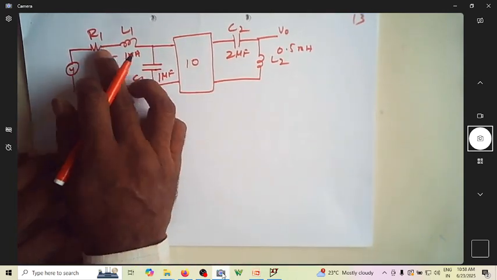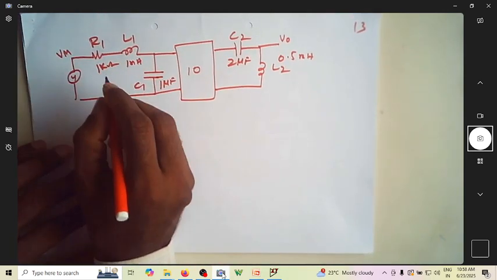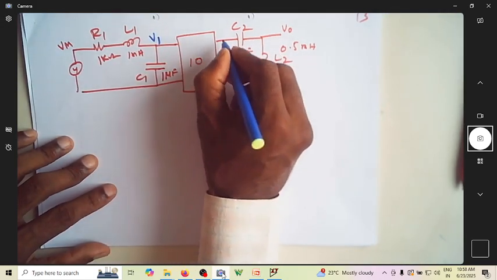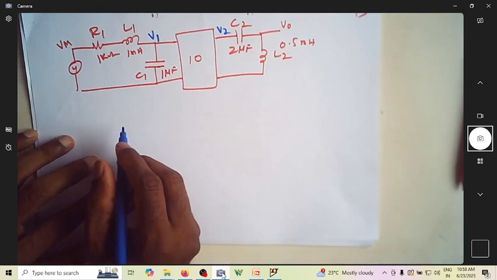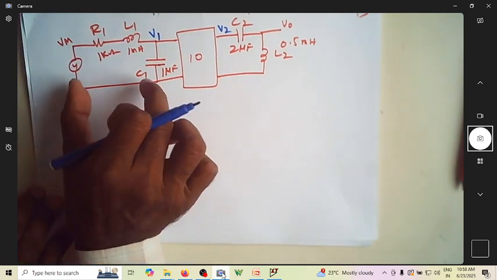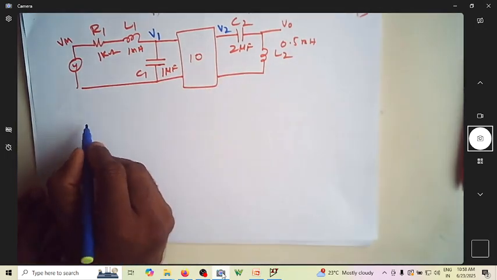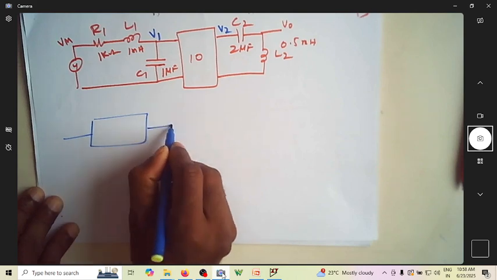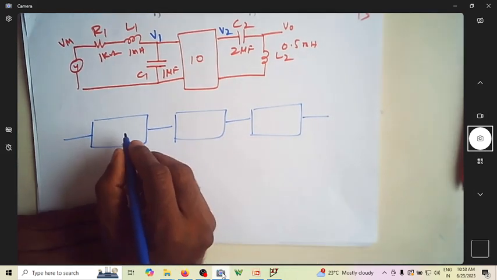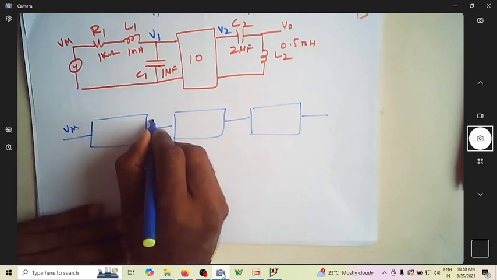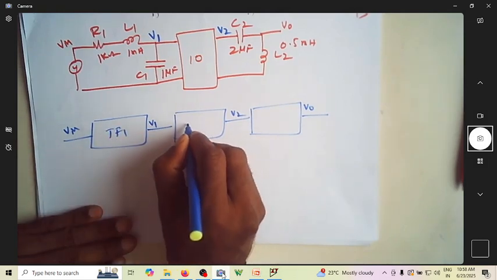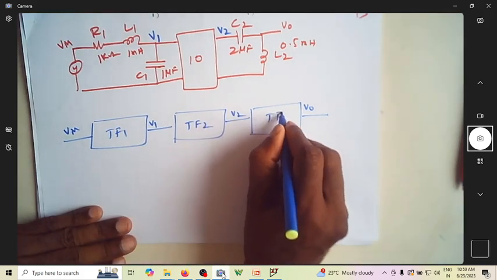So how do I find it? This is V in. I have to identify the poles and zeros. Let me call this V1, this V2, and this V0. There are actually three blocks, one here, one here, one here, so I can simplify this into three blocks. So this is V in, V1, this is V2, this is V0. I need to find transfer function 1, transfer function 2, and transfer function 3.